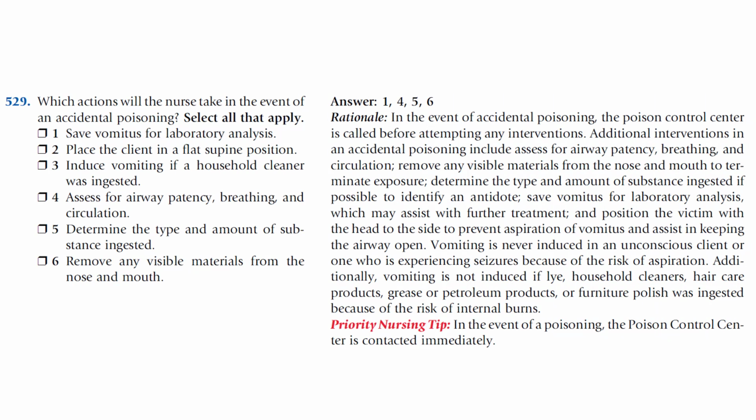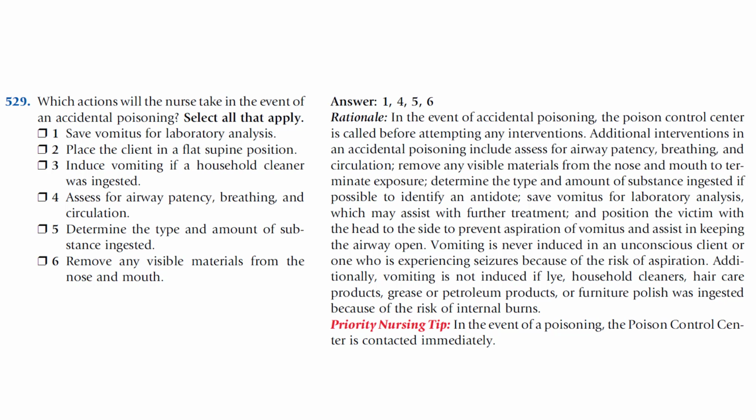529. Which actions will the nurse take in the event of an accidental poisoning? Select all that apply. 1. Save vomitus for laboratory analysis. 2. Place the client in a flat supine position. 3. Induce vomiting if a household cleaner was ingested. 4. Assess for airway patency, breathing, and circulation. 5. Determine the type and amount of substance ingested. 6. Remove any visible materials from the nose and mouth.